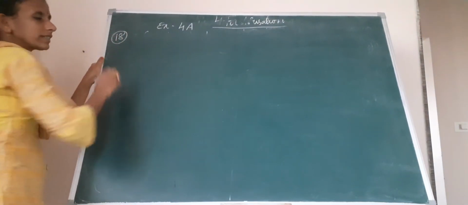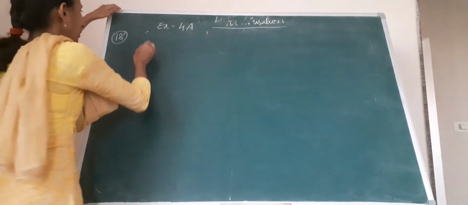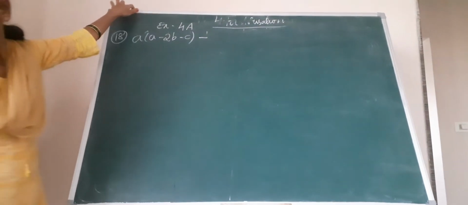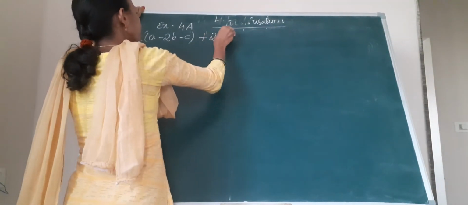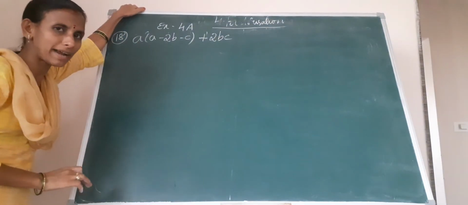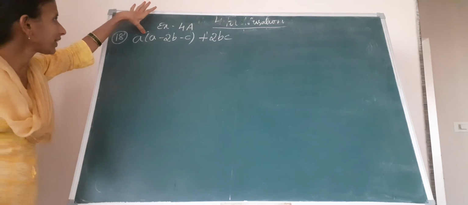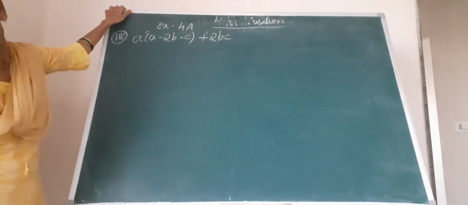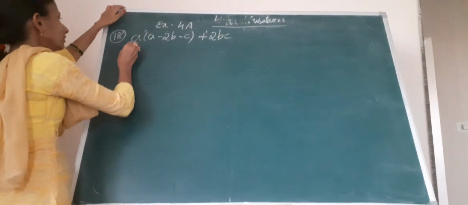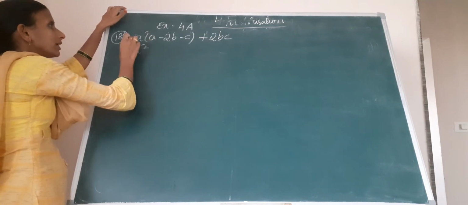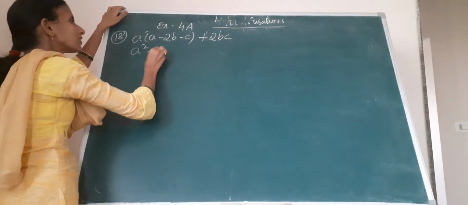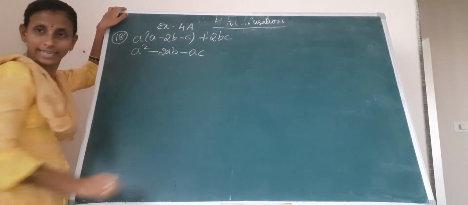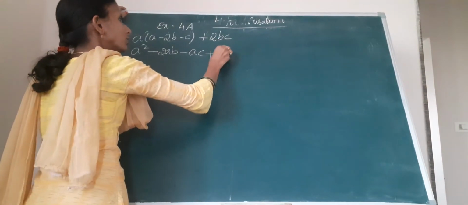So our next question is ... plus 2bc. See, only identities we won't expand by doing the factorization. But if we are having a multiplication like this, we have to expand it. Means we have to multiply this with all the terms. Okay. So what do we get? Multiply a into a square, plus into minus a into 2b is minus 2ab, plus into minus a into c is minus ac, plus 2bc.